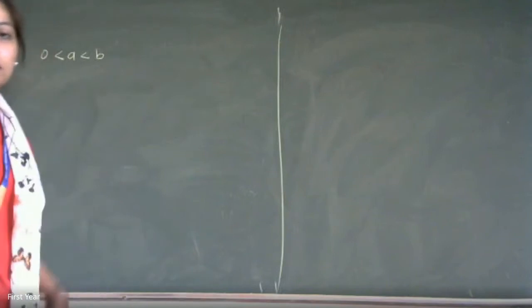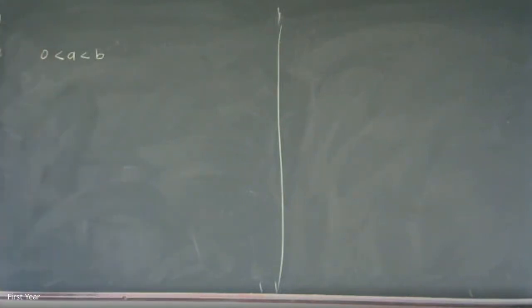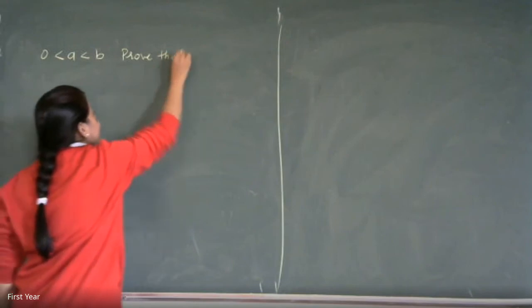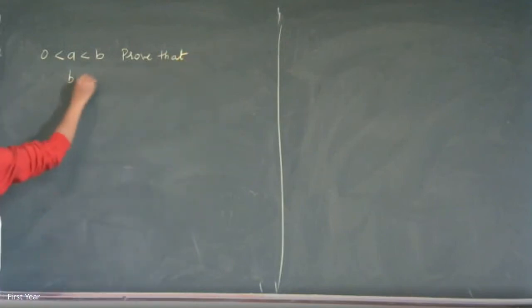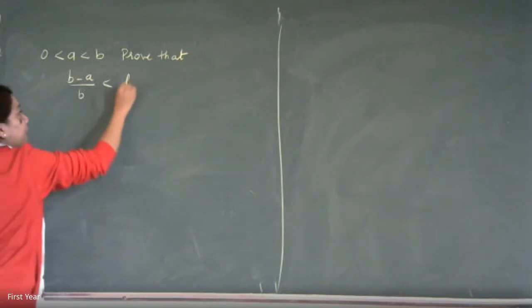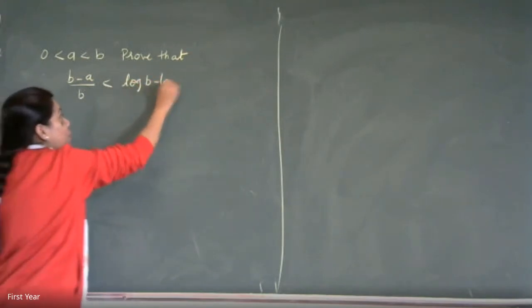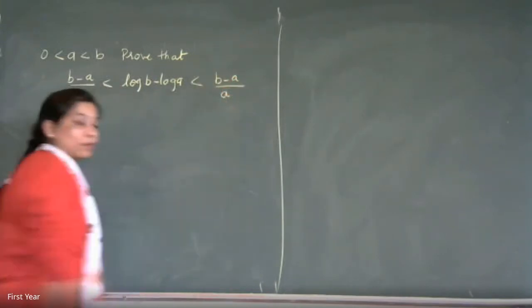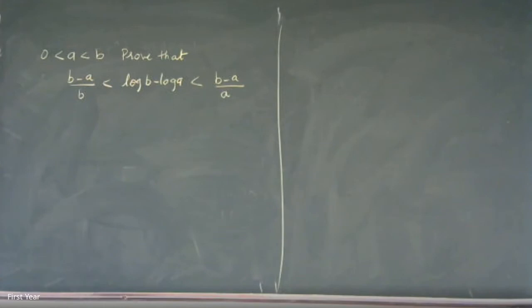Okay, let's start. The first question is of the tutorial. If 0 is less than a is less than b, then prove that (b minus a) divided by b is less than log b minus log a is less than (b minus a) divided by a. So this is your first question of the tutorial which we have to solve, and we'll try to solve it simultaneously.